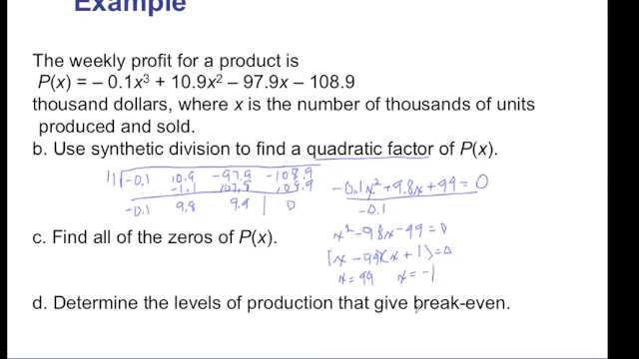So find the levels of production that break even. Well, x equals 11 was a solution. x equals 99. And x equals negative 1. I don't think we're producing negative 1 units. So we can have 11,000, since x was in thousands of units, or 99,000, again, since x was in thousands of units.